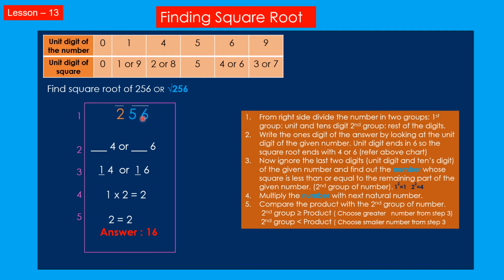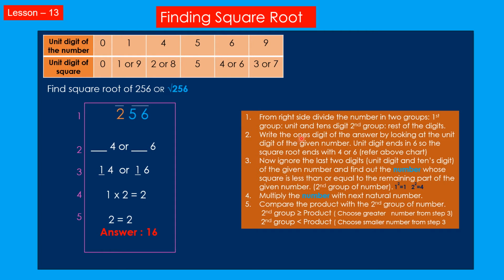So we make one group and we put a bar on that number. And then the rest of the digit here is 2, which you consider as the second group. So you put a small bar on number 2. Step 1 over, you just have to divide the number into two groups.